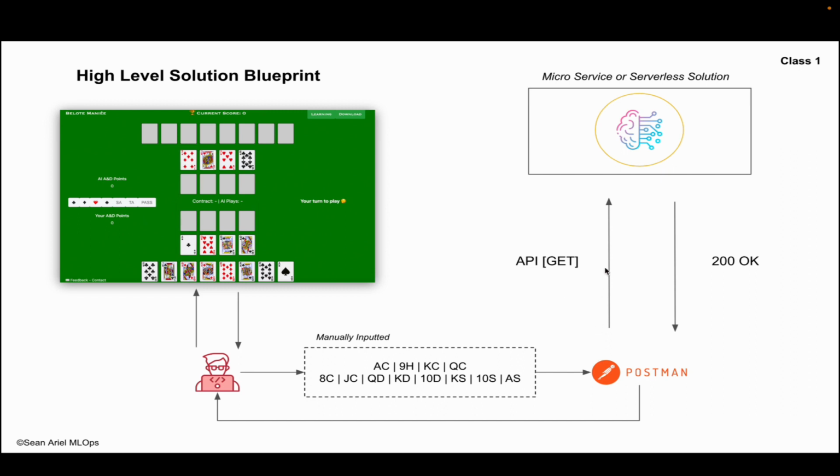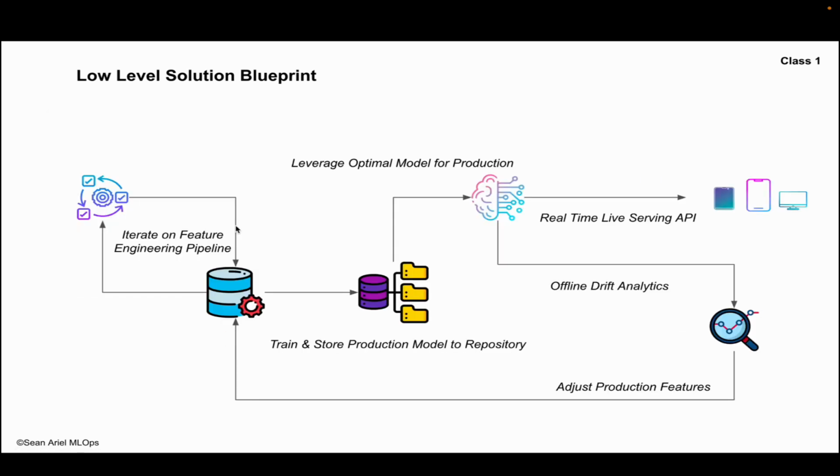is we're going to deploy our model as a microservice or as a serverless solution online, which will allow us to communicate with it through an API, making very simple requests saying, hey, based on the cards that I have, could you please give me this probability that we've been talking about? And once we have this probability, we can look at it and take a decision and choose whether we should play the game or not.